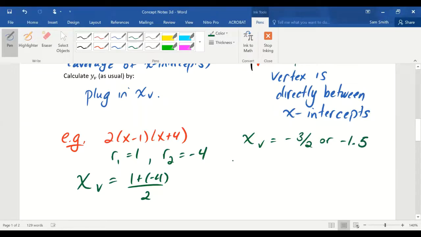And then if I want yv, all I have to do is plug that number, negative 1.5 minus 1, into this formula. I'll leave the calculations to you, but this is how I would find the vertex in this particular situation. Find the x-intercepts, just read them out, average those two numbers to get xv, plug that into the equation to get yv.